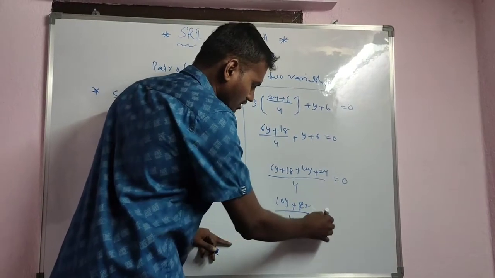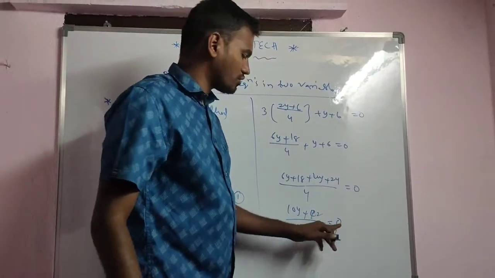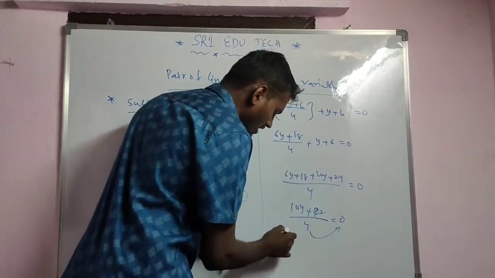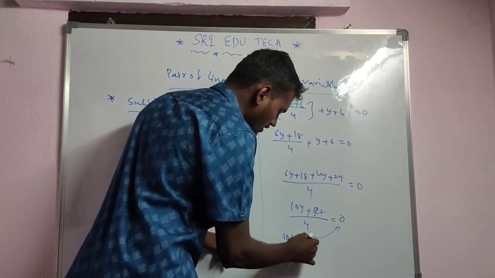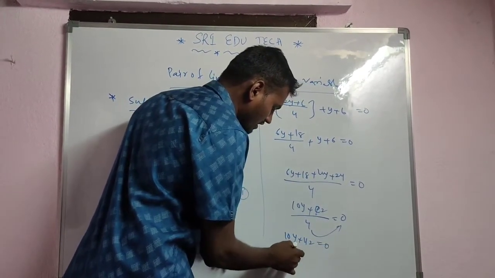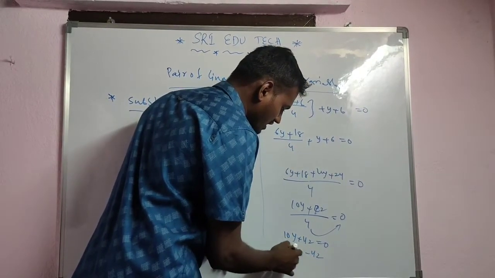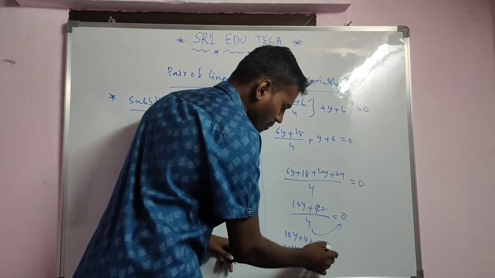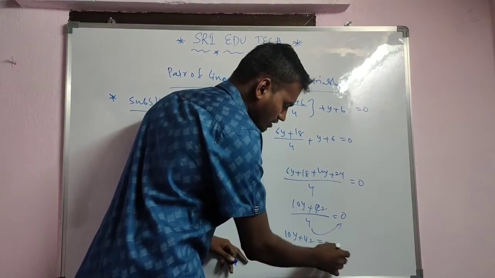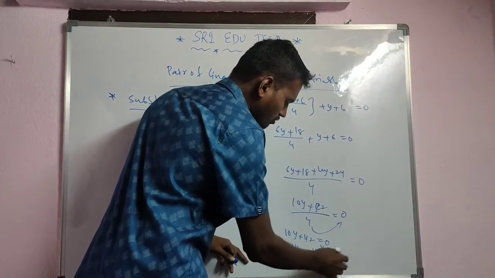Right? Where the 4 transfers to RHS, it becomes 0. Then 10y plus 42 is equal to 0. Then 10y is equal to minus 42. Then 10 1s are 10, 10 4s are 40, 0.2, 10 2s are 20. Then y is equal to minus 4.2.